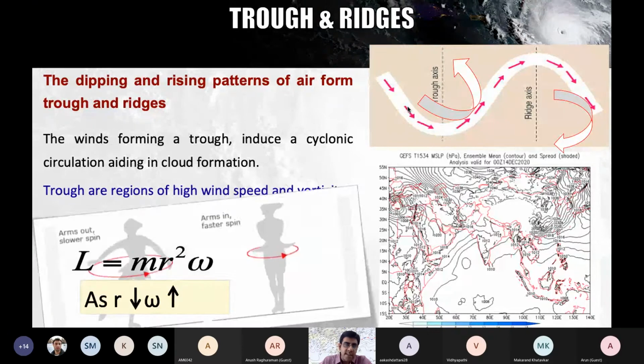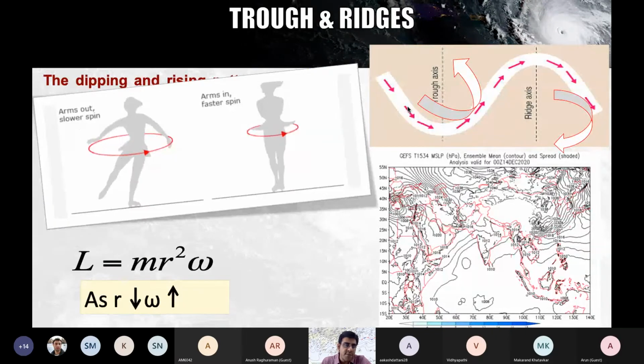This concept is very similar to an ice skater spinning. When the ice skater puts her arms out, she spins slower because of the conservation of angular momentum. This is something that all of us see. But as soon as she brings her arms in, she will spin faster. This faster motion of the winds will lead to convergence of moisture.